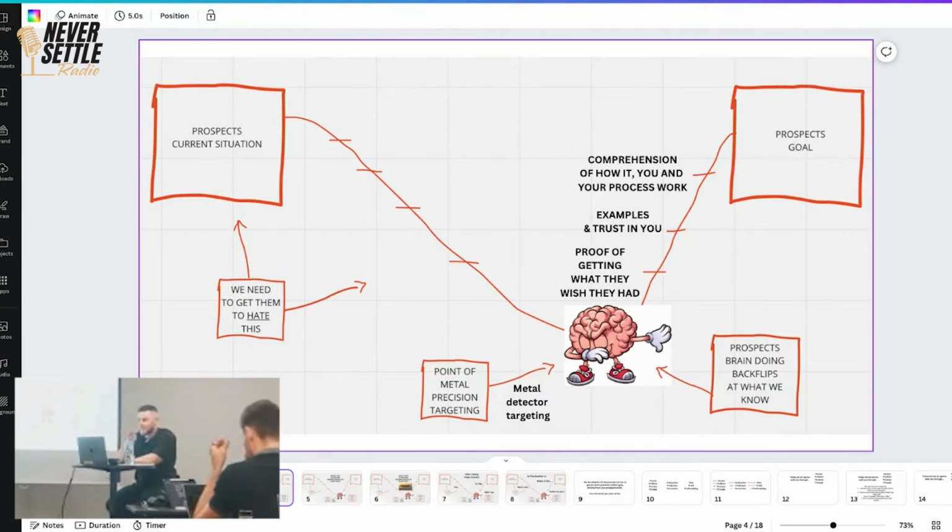And then after that, it's comprehension of how it works with you and how your process works to make that happen. We did a survey a little while ago where I asked my audience, what do you need to see in order for you to buy from someone? It's like, there needs to be proof. I need to trust the person, and I need to understand that this process is going to work for me in particular, if that makes sense. They're the only 3 things that were constant, consistent, the same thing over and over again. You've got proof of getting what they wish that they had, which could be deals, it could be leads, it could be any of those things or whatever it is, if that makes sense.